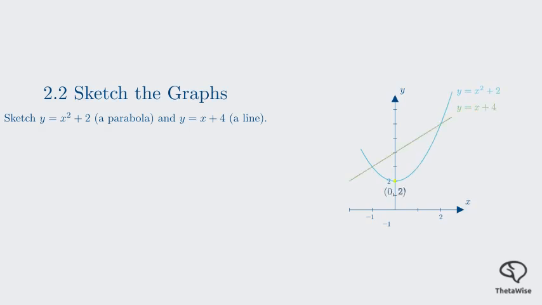Now for part 2.2, sketch the graphs. y equals x squared plus 2 is an upward opening parabola with its vertex on the y-axis at the point (0, 2). y equals x plus 4 is a straight line with a y-intercept of 4 and a gradient of 1. Let's draw these on the same axis. The parabola has its vertex at (0, 2). The line goes through (0, 4), and as we just calculated, they cross at (2, 6) and (1, 3). Labeling these points and the intersection points makes our sketch clear and accurate.